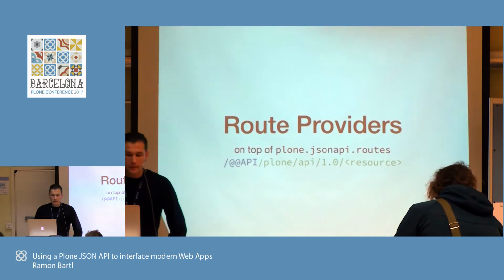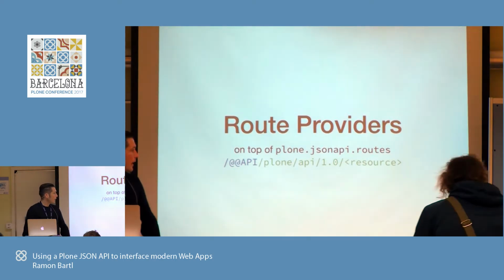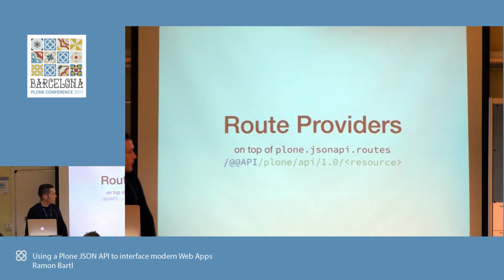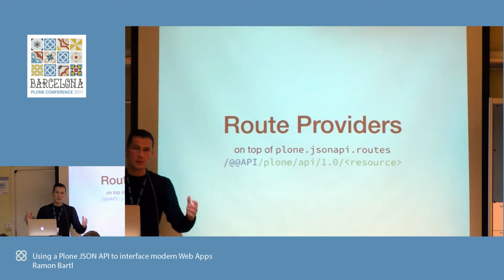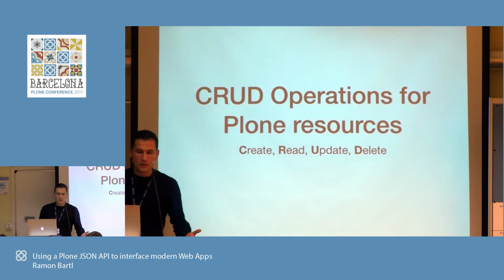So I started with a set of route providers on top of Plone JSON API core. The base path is plone/api/1.0, and then you have a resource. And a resource is just the content type. So you say the resource is document or event. And then you get the JSON representation, schema introspection, and you get the full content type exposed as JSON back into the browser. So it supports basic CRUD operations, create, read, update, delete, on basically any content.